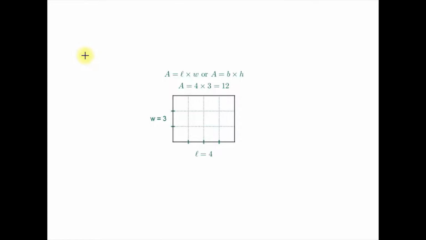I end up breaking this thing up into a bunch of squares. 4 this way, 3 this way. So how many squares altogether? 4 times 3, or just 12 of them. So that's why our area equals length times width in a rectangle. Now, what happens if we sort of tilt that rectangle a little bit so that the angles are no longer 90 degrees?